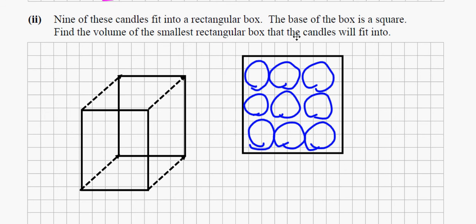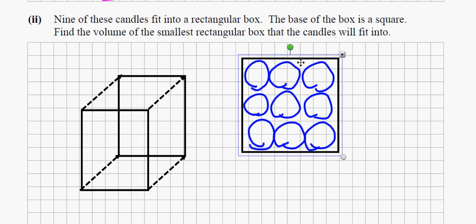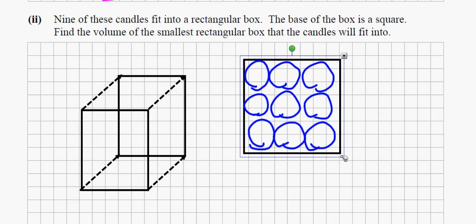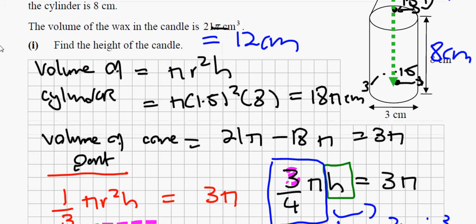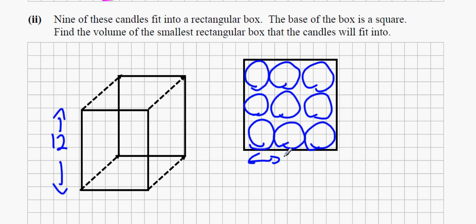So if I was to make this container just that bit smaller, just so it barely fits in the 9 candles, then the full thing has to be 12 centimeters tall. What I know from the previous question is each candle has a width of 3 centimeters each. So that's going to be 3 by 3 by 3, which gets me my 9 centimeters here. And then another 3, another 3, another 3, and that's going to get me my 9 here.